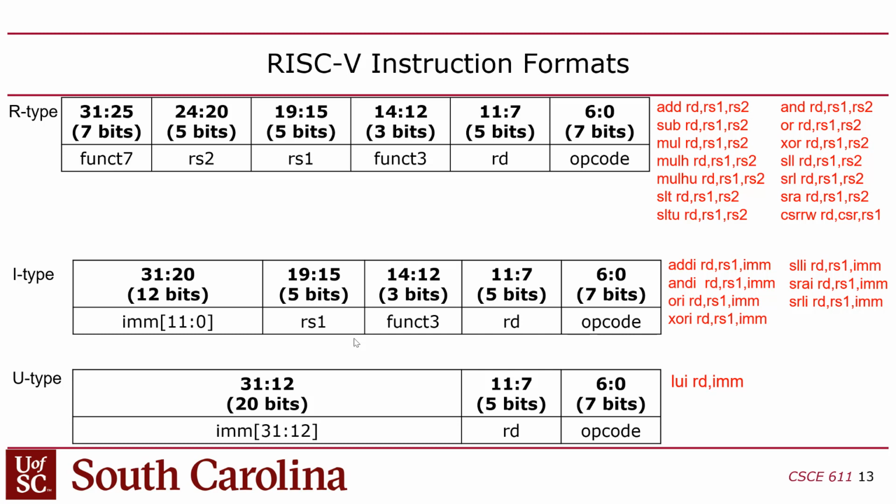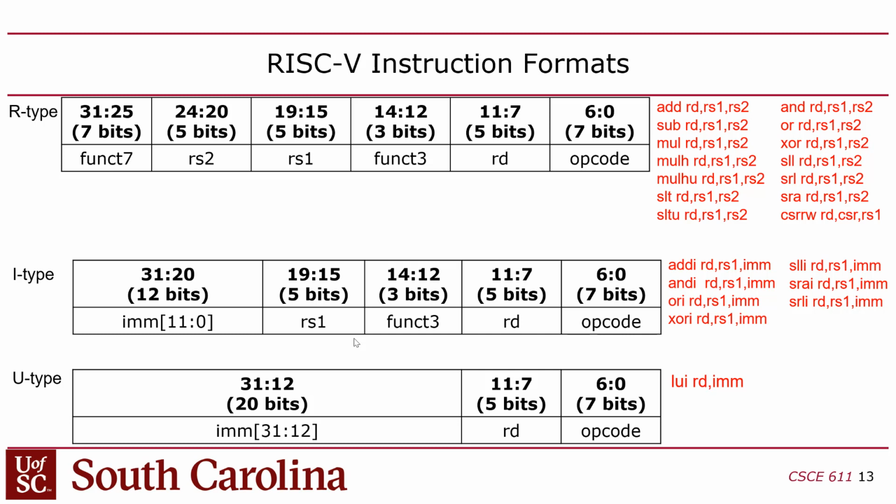Now where it gets weird is that you go to the I type, and the I type has the func3, but it doesn't have the func7, because the func7 and the second operand register were replaced by a 12-bit immediate. Now remember, MIPS had a 16-bit immediate. So there's a 12-bit immediate.